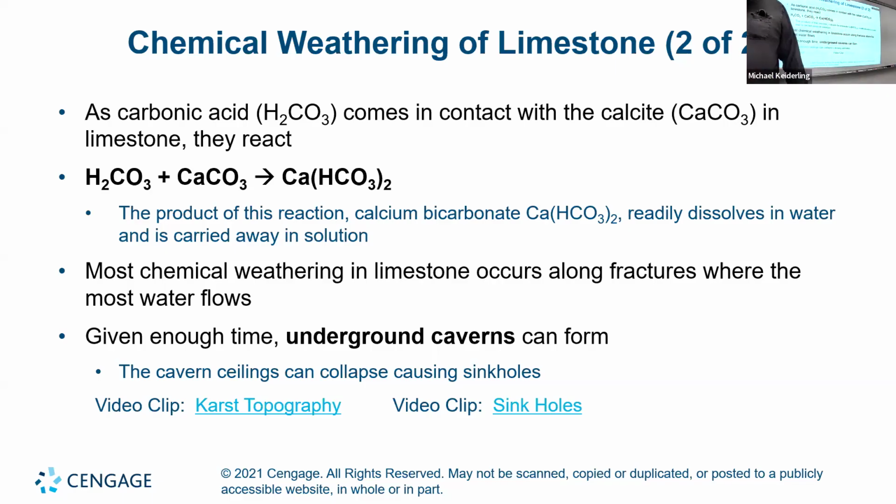Most chemical weathering in limestone occurs along fractures where the most water flows. This can form underground caverns. Then the caverns can collapse, causing sinkholes, which can be quite dramatic. And this forms topography known as karst topography, which has lots of caves and sinkholes and water flowing underground. And at the most extreme, after lots of this chemical weathering occurs, you can end up in places where you just have pillars remaining of what used to be a much larger area.